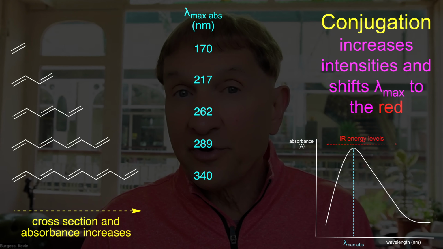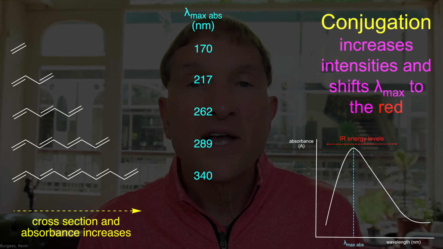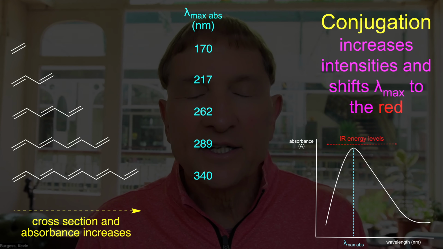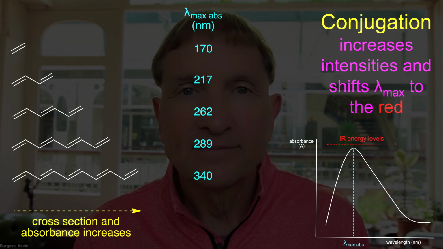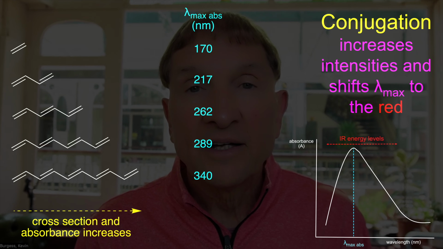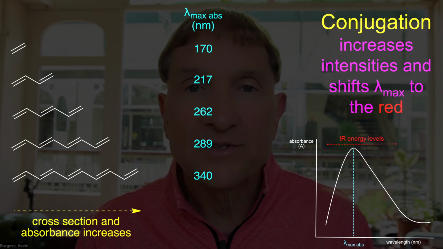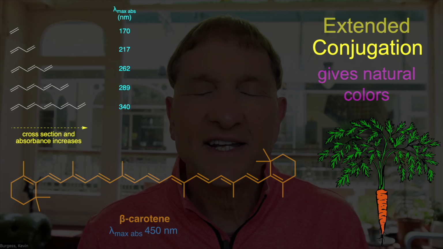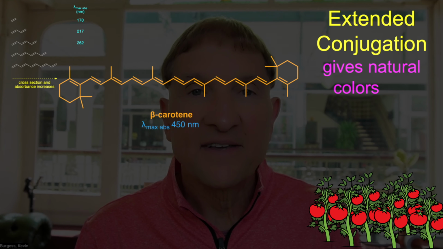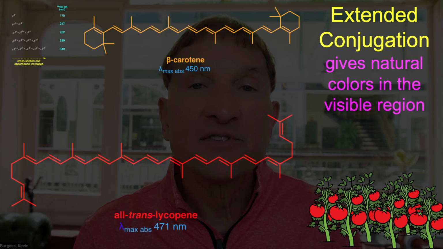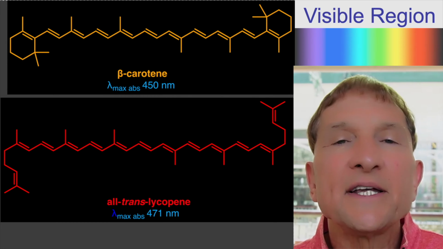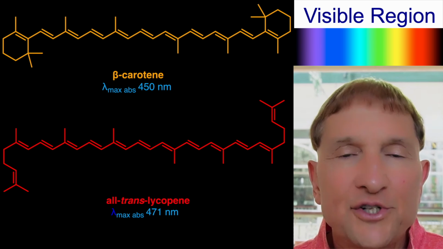Extending conjugation further eventually leads to compounds that absorb in the visible region. That is at the red end of the UV spectrum. Some of those compounds are responsible for vision in the eye, and others for natural colorings. For instance, beta-carotene gives carrots the orange color, and lycopene, only one isomer is shown here, gives tomatoes a red coloration. Everything we visibly sense is in the visible region.